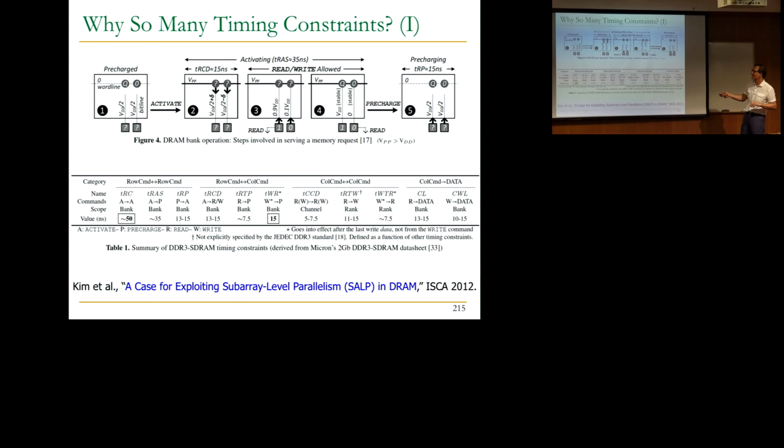As a result, I'm going to have different timing constraints. Now, this complicates the controller, of course, right? Enforcing a single timing constraint for everything is easy. But enforcing many hundreds of these timing constraints is not easy.